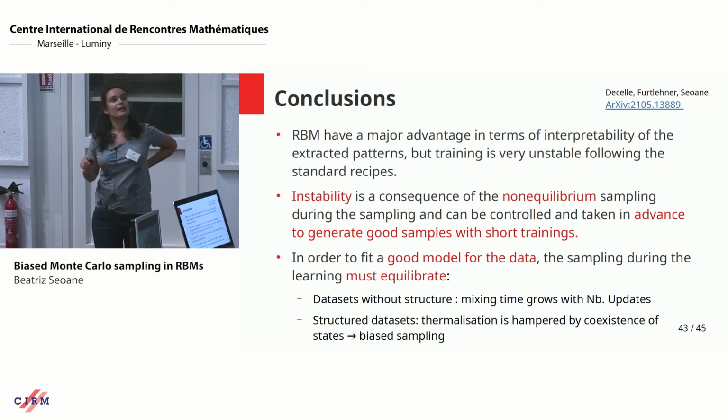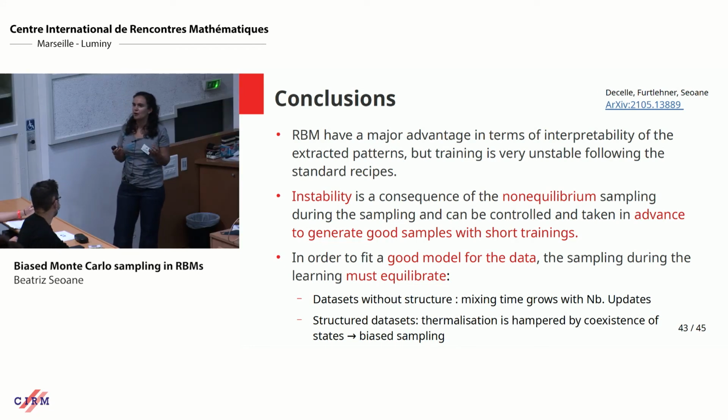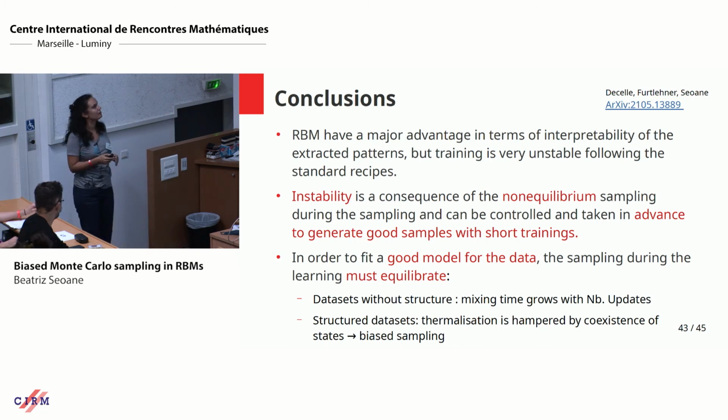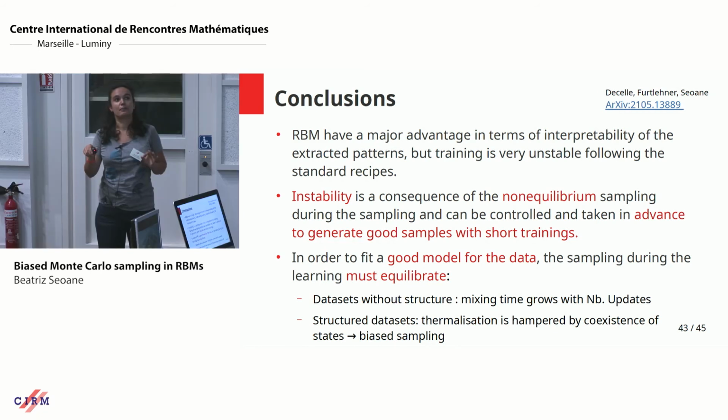Okay, as I said, RBMs can be very puzzling when training, but now we know that the origin of this puzzling behavior is related to the fact that you don't thermalize. So if you don't thermalize because you cannot, because it's too slow, okay, let's profit from the non-equilibrium regime. You just mimic the sampling with the learning, and it's great. You create good samples. And you can make very good samples using short trainings.